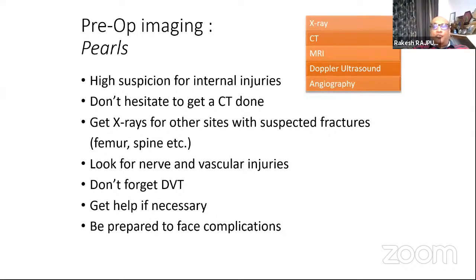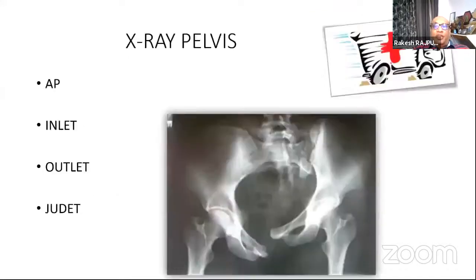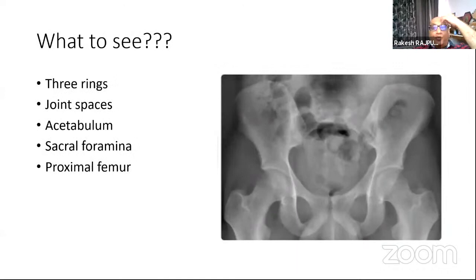So all different sorts of investigations will be required, including an angiography if you're thinking bleeding is still going on. So we'll actually concentrate on X-rays here. The standard x-rays for pelvic acetabular injuries, what we advise is an AP pelvis, which is also your screening x-ray for a major trauma. But in here, we'll have additional inlet, outlet, and Judet views. Let's see how do we go about this and what we are actually seeing.